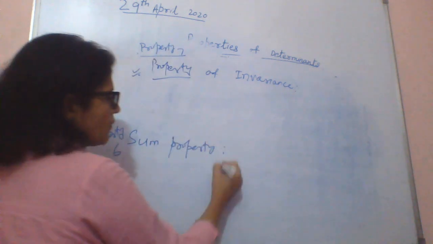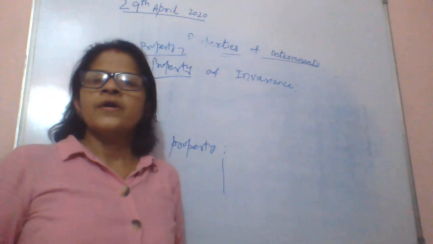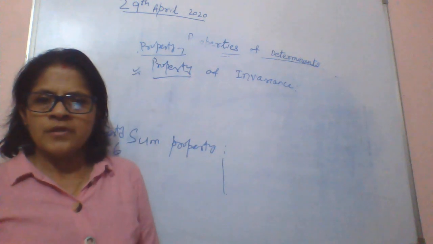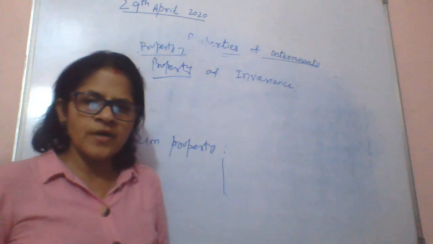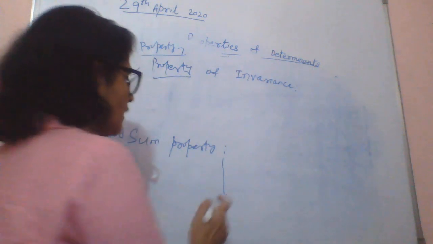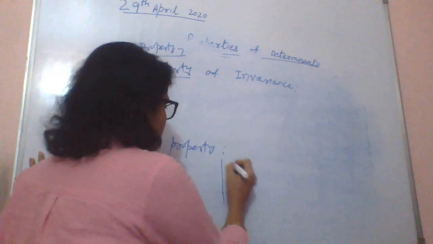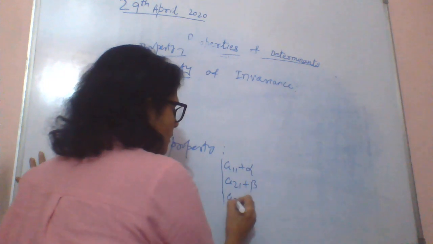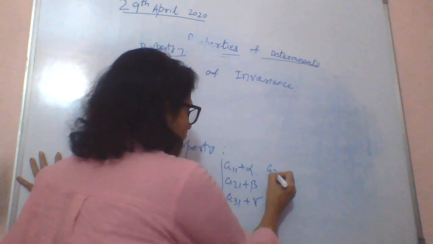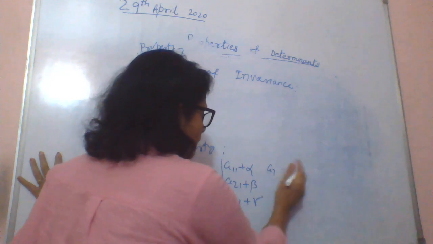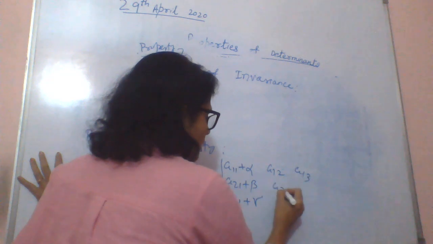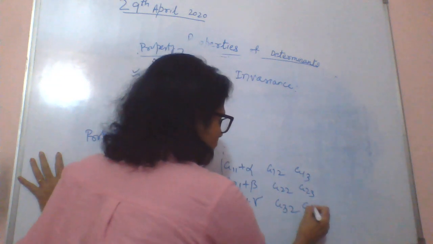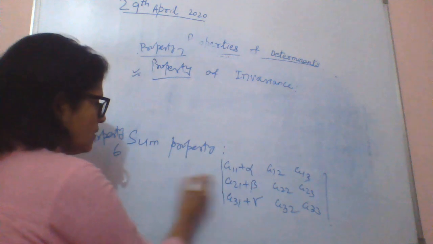Okay, the sum property में क्या होगा? If each element of any one row or any one column is sum of two terms, then determinant is expressed as sum of two determinants. Like suppose you have a11 plus alpha, a21 plus beta, a31 plus gamma, and a12, a13, a22, a23, a32, a33. We have this like this delta.